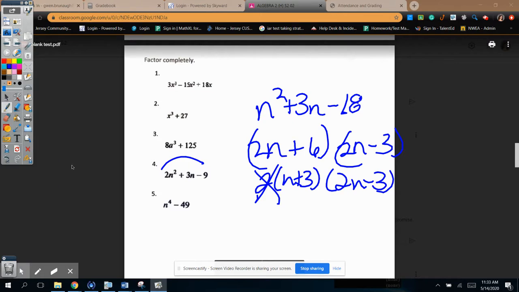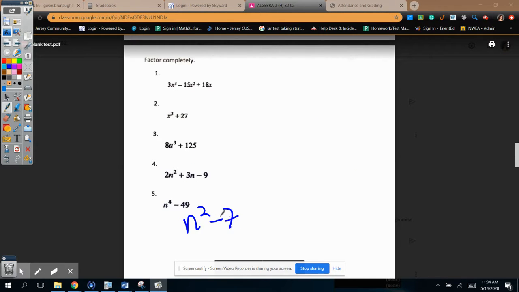Last one is difference of 2 squares. So that's an n squared minus 7 and an n squared plus 7.